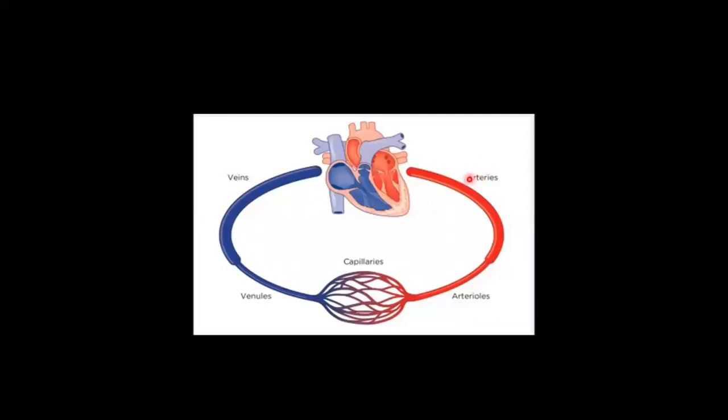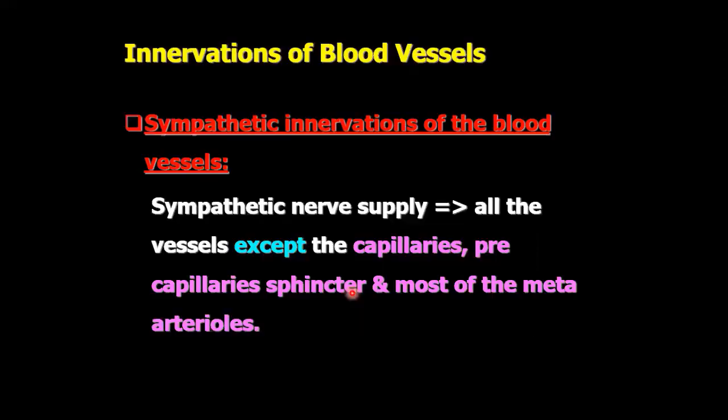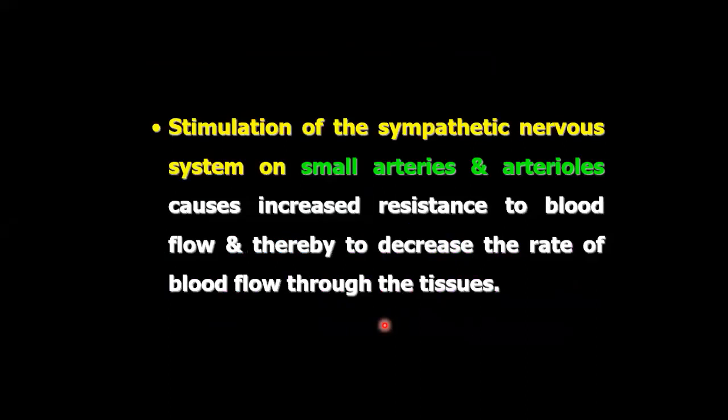So this is the diagram, which shows the different types of blood vessels: arterioles, then capillaries, then venules, and through veins go to the right atrium. Innervation of the blood vessels. Sympathetic innervation of the blood vessels. Sympathetic nerve supply goes to all the vessels except the capillaries, precapillary sphincters, and most of the metarterioles.